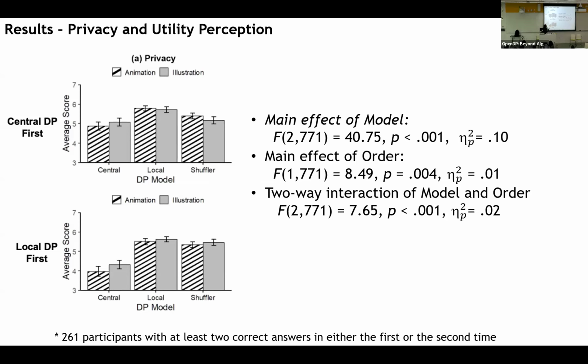I want to pinpoint that there is another interesting finding here, which is the two-way interaction of model and order. While there is a main effect of order, it's really qualified by the two-way interaction, which means if we let people know there is a central DP technique, if you explain it at the beginning, that's fine. People perceive more privacy protection from it. However, if you present it after some stronger protections, their privacy protection perception reduced significantly. And I will talk about the implication of this finding when we move to the discussion slides.